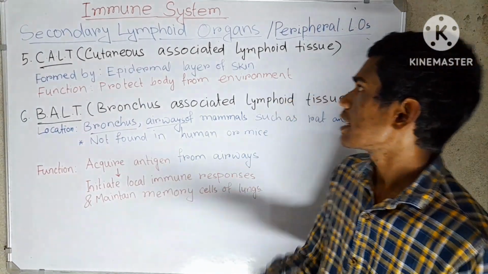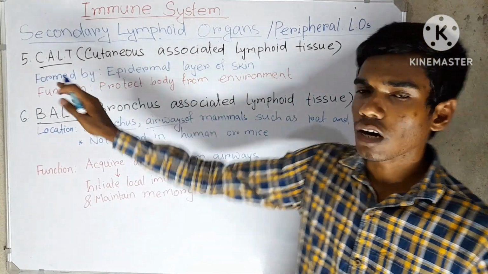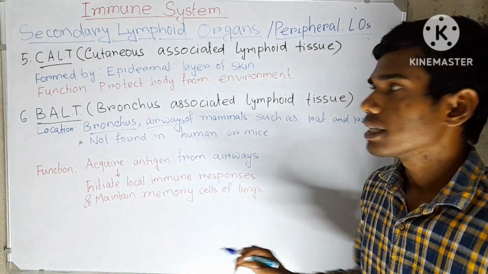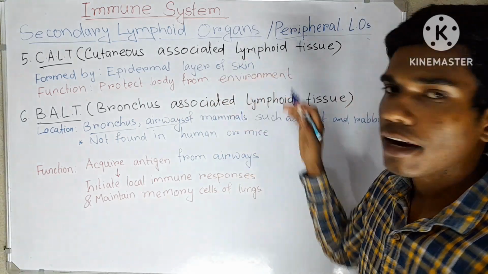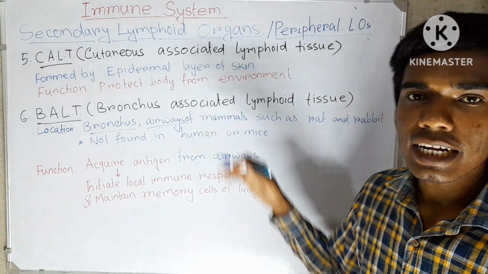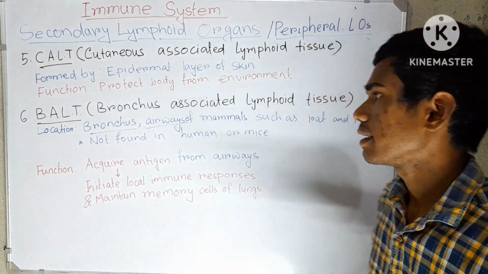The cutaneous associated lymphoid tissues, or CALT, are another secondary lymphoid organ. These are formed by the epidermal layer of the skin and their main function is to protect the body from the environment.